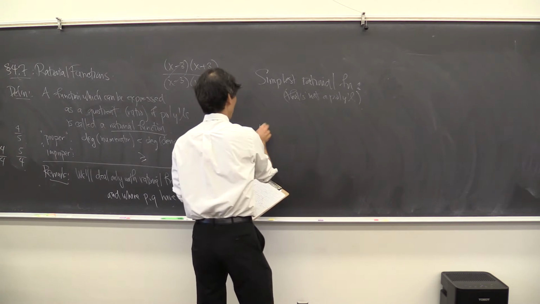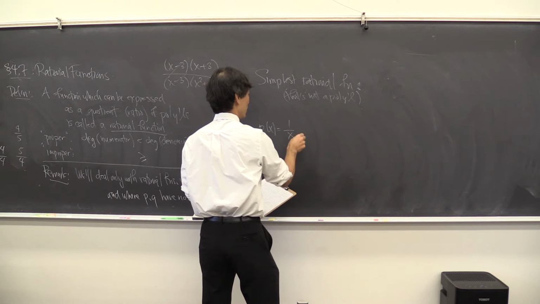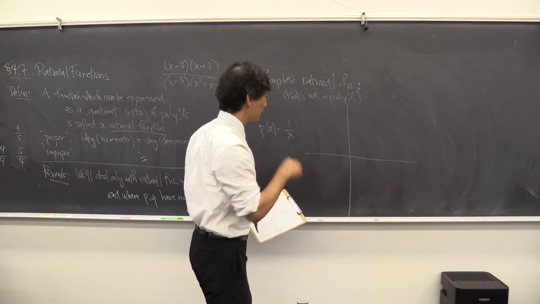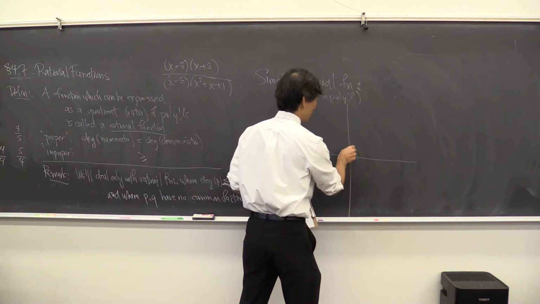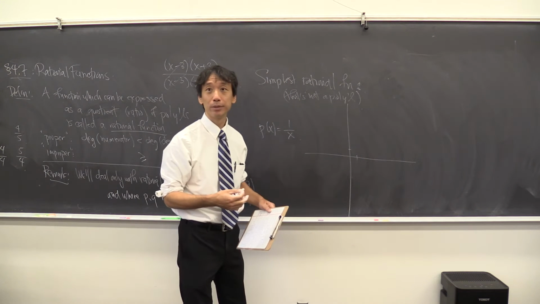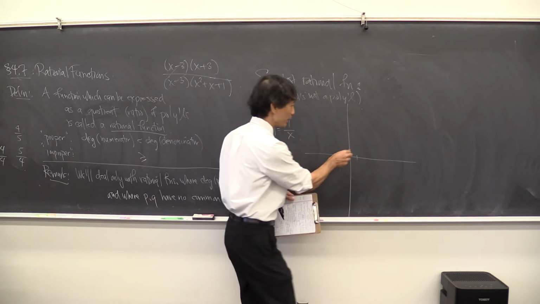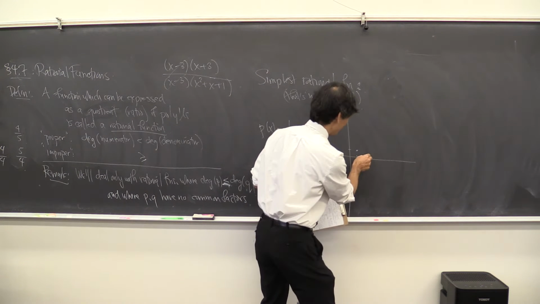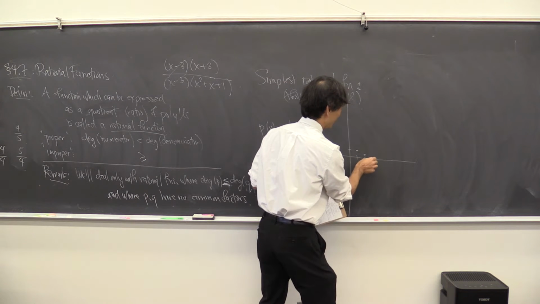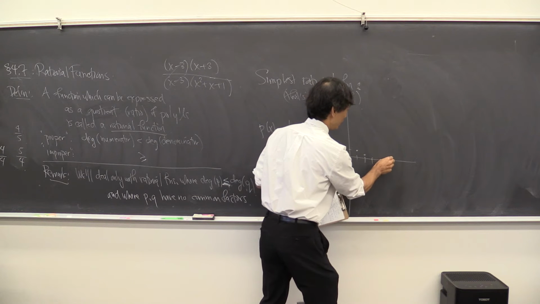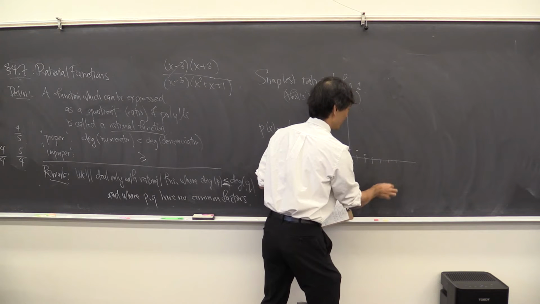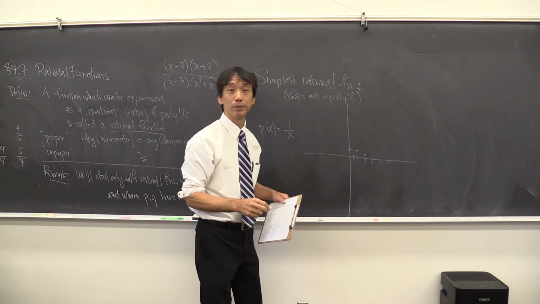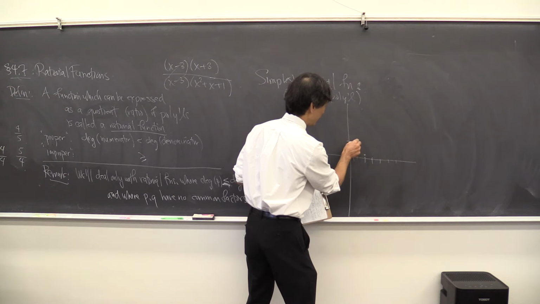Right, let's see about this function. P of x is 1 over x. Let's think about this guy. What does it look like? Well, at x equals 1, what's the value? 1. At 2? 1/2. At 3? 1/3, 1/4, 1/5, right? What about at 1/2? 2, right? So at 1/2, it's 2.